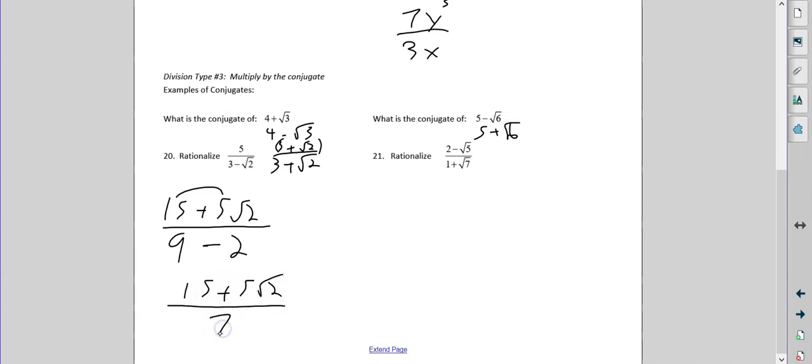9 minus 2 is 7. Again, check and see if they're divisible. They're not. We're done. But if this number on the bottom ended up being like a 5 or a 10, you could reduce all the numbers. But you have to reduce all of them, not just some of them.